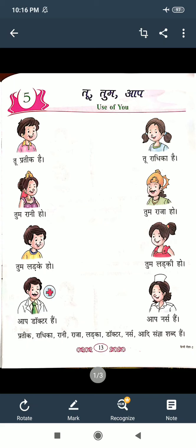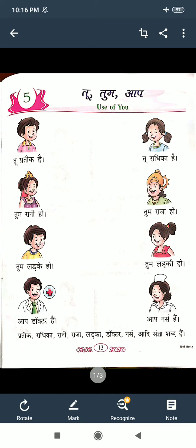Lesson number 5. Tu, tum, aap. So today we learn about these words. Tu, tum, aap. Use of you. So where do we use these words? You. See that? Tu, Pratik hai. Tu, Radhika hai. Tum, Rani ho. Tum, Raja ho. Tum, Ladake ho. Tum, Ladaki ho. Aap, Doctor hai. Aap, Nurse hai. So in this lesson, we learn about tu, tum, aap.